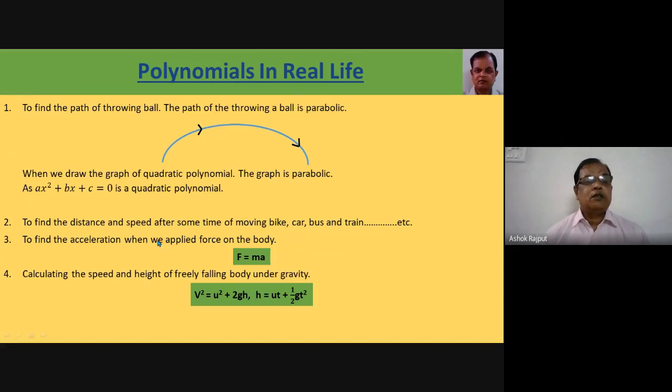To find the distance and the speed after some time of moving by car, bus, train or another vehicle, with the help of polynomials we can find the speed. Also, to find the acceleration when we apply force on a body, as we have used in physics, F equal to ma. Here F is force, m is the mass of the body, and a is acceleration. When we apply force on any body, we can find the acceleration of the body.